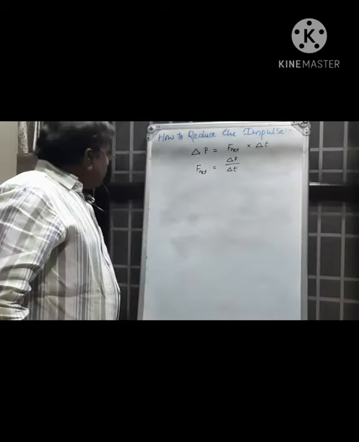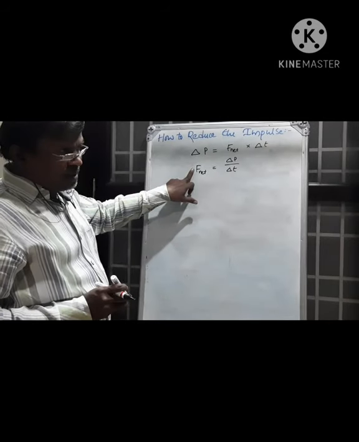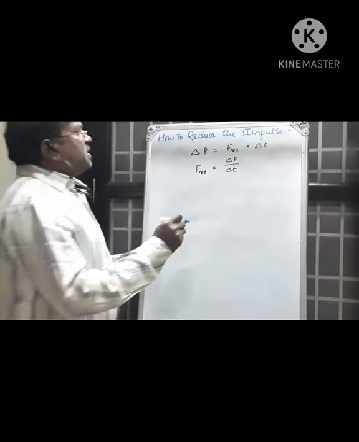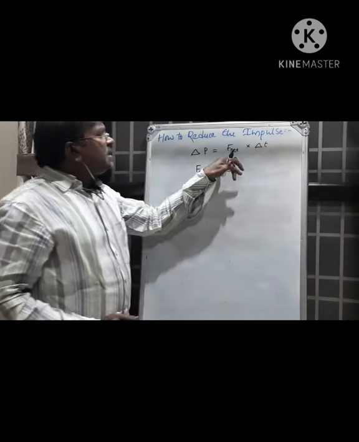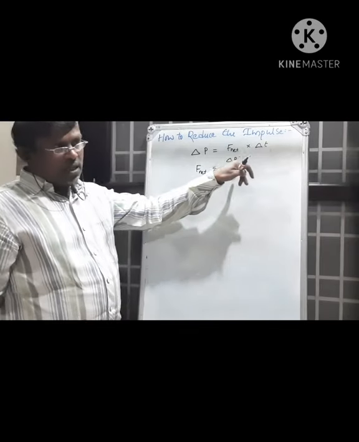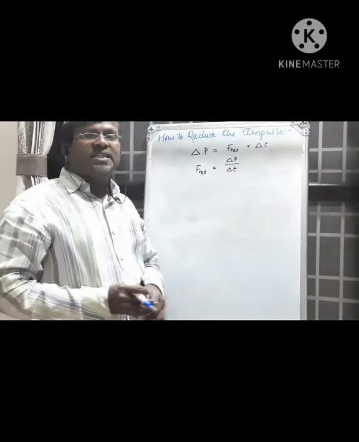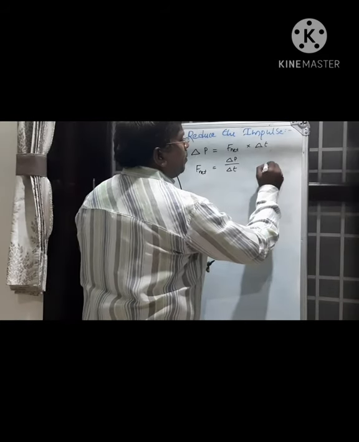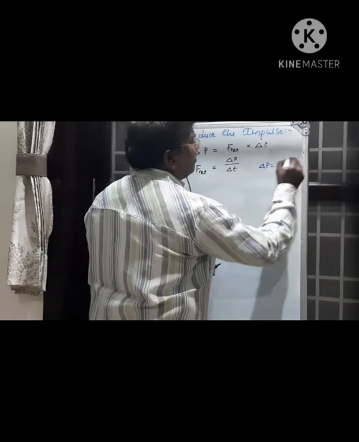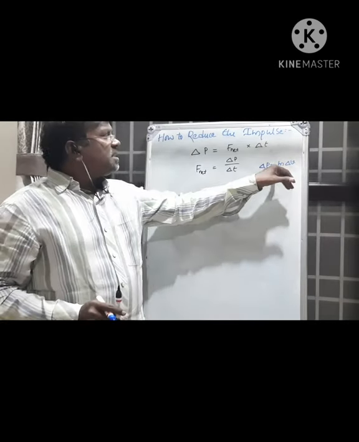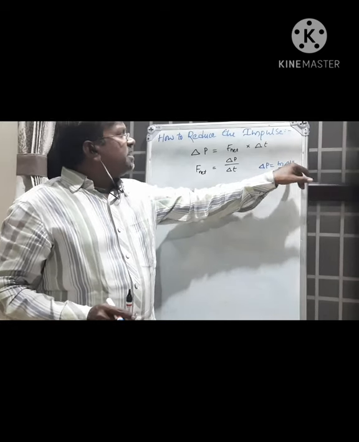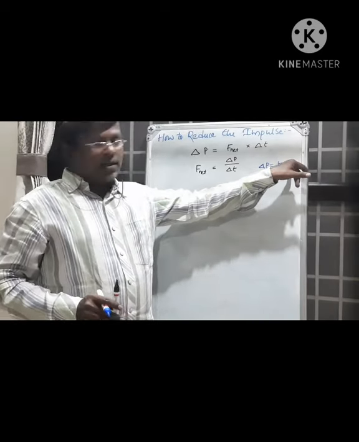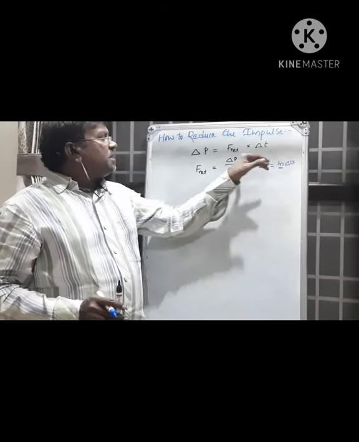In order to decrease the impact of the force, that is F net, what do we have to do? We have two options actually. One is we can decrease the delta P, that is the change in the momentum. How can we decrease the change in the momentum? Delta P is equal to M into delta v. M is constant, the mass of the body is always constant. So the change in the velocity leads to the change in the momentum. So we have to decrease the velocity of the body. So this is one way.